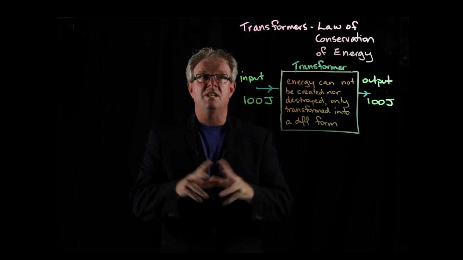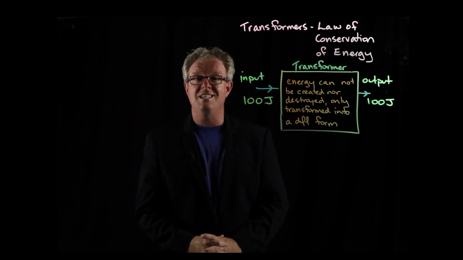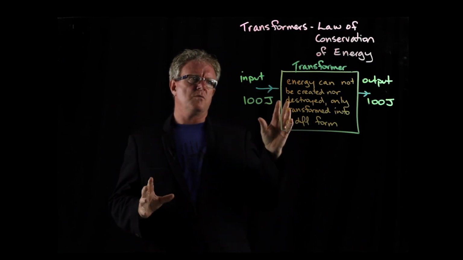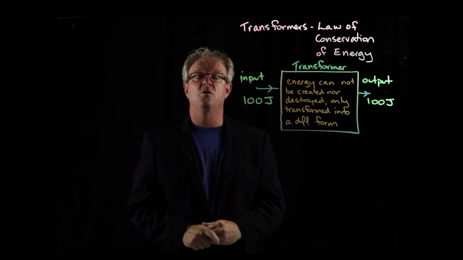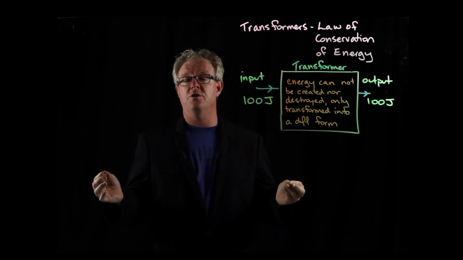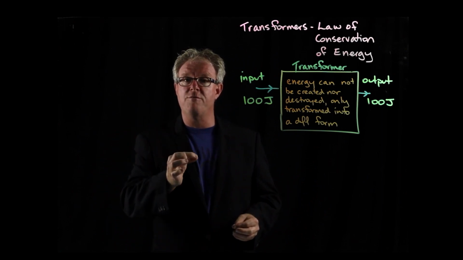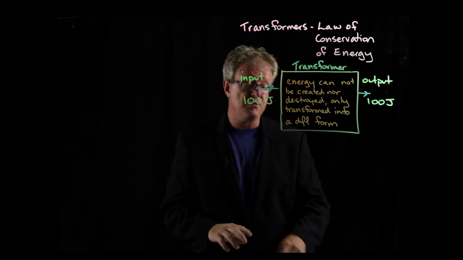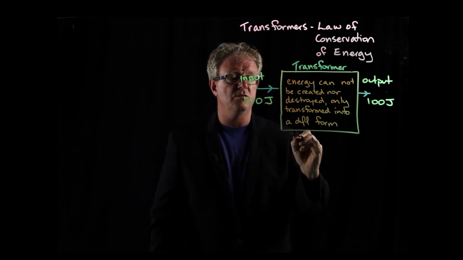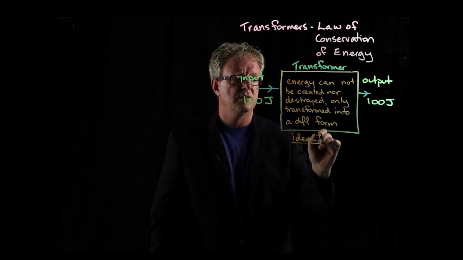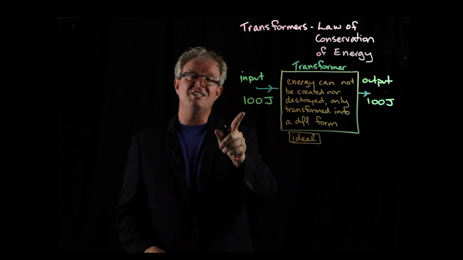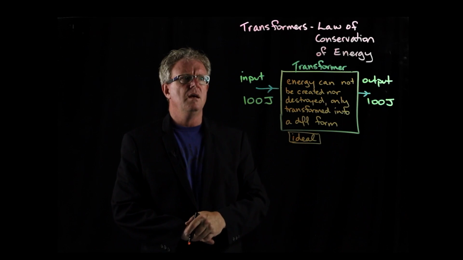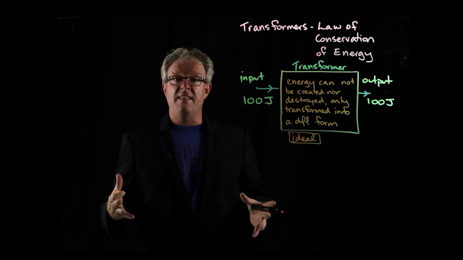All right, on to the use of conservation of energy in terms of power and efficiency. So remember, energy can neither be created nor destroyed in the universe, only converted or transformed from one form into another. So if we have a transformer and we say that this is an ideal transformer, that 100 joules of energy input should equal 100 joules of energy output. And in reality, that doesn't happen.